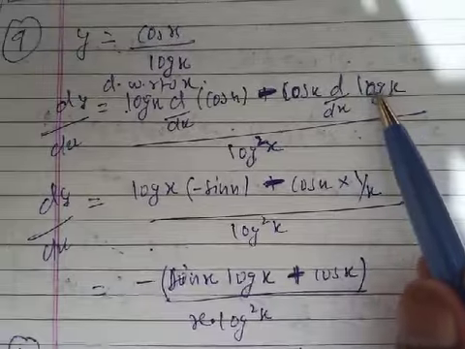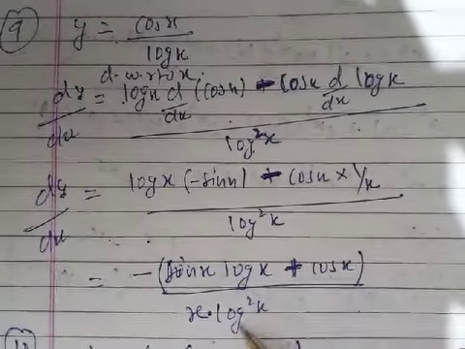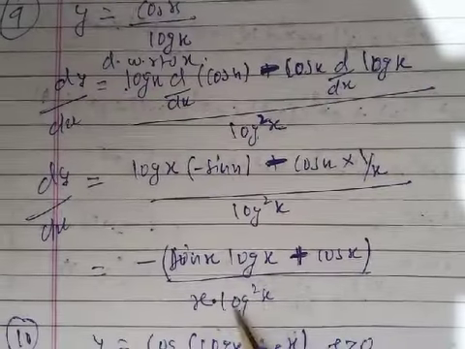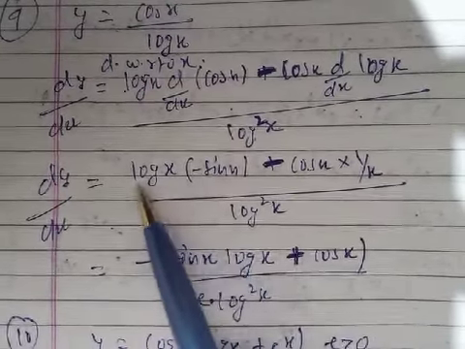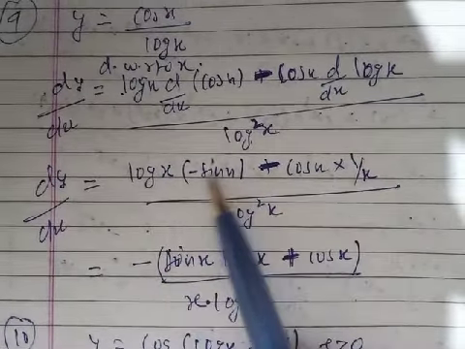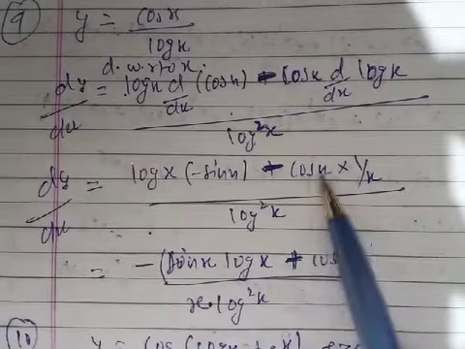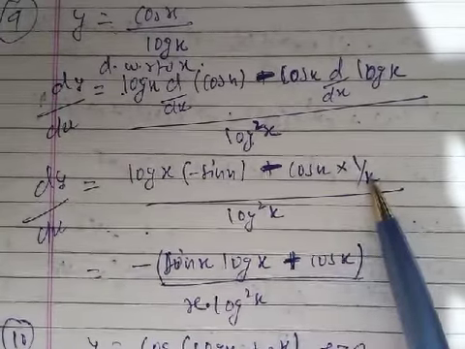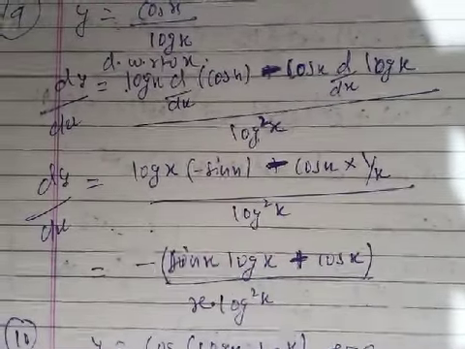What is the derivative of log x? 1 upon x. So it will go in the denominator. So you will get x into log square x. This minus sign will come. This minus sign will be taken common. So it will be sin x into log x plus cos x. This 1 upon x has gone in the denominator. So this is your answer.